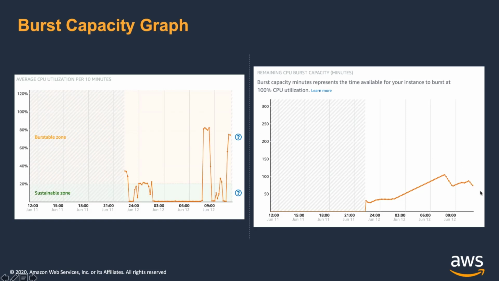So your credit depletion is directly the inverse of the CPU capacity, right? As long as you're below the sustainable zone, you're earning credits. And if you're operating above it, you're losing credits. So that's how those things are interrelated.